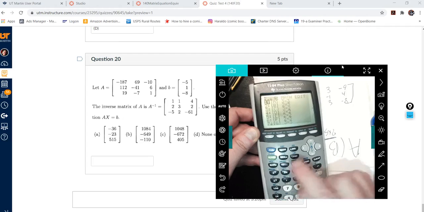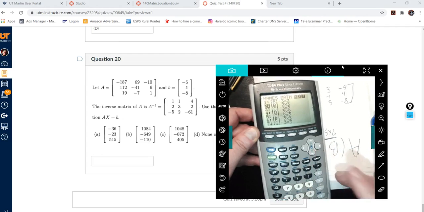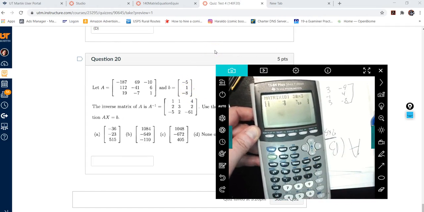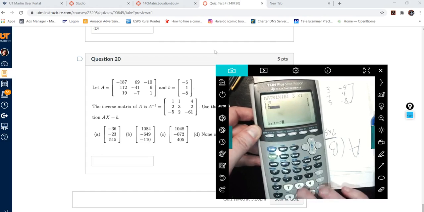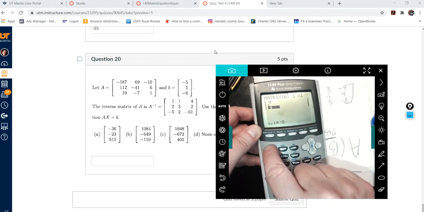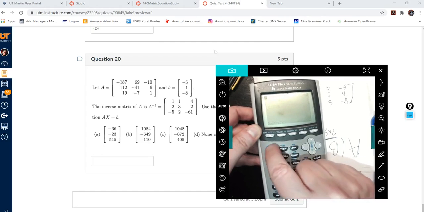I'm going to get out and get back in. I'm going to go to the editor, and scroll down to B. B has 3 rows and 1 column, so it's a 3 by 1. And what we have is negative 5, 1, and negative 8. I need to get out and get back in.